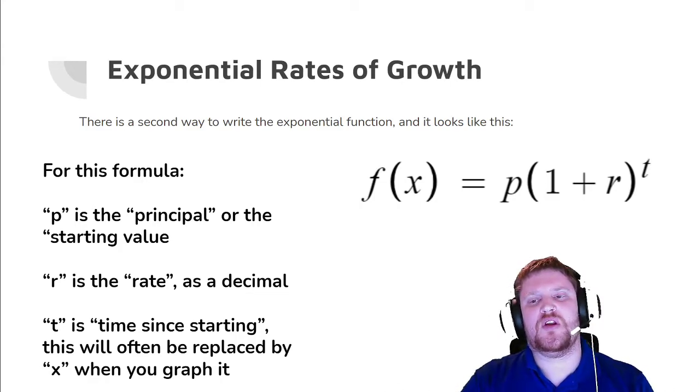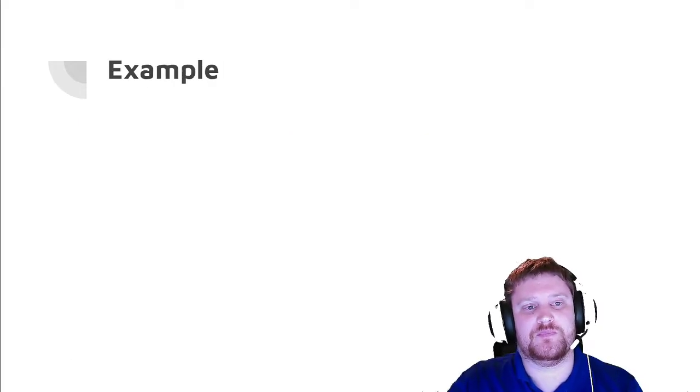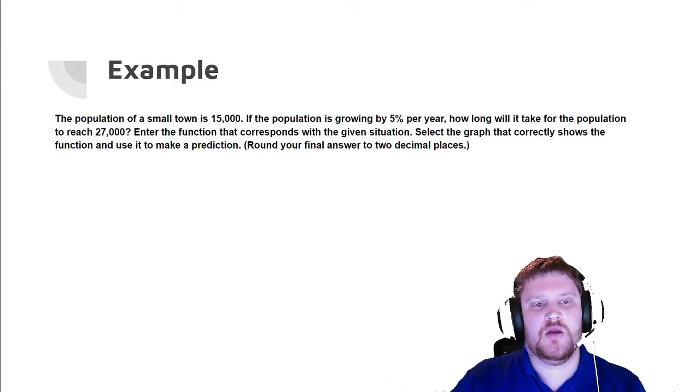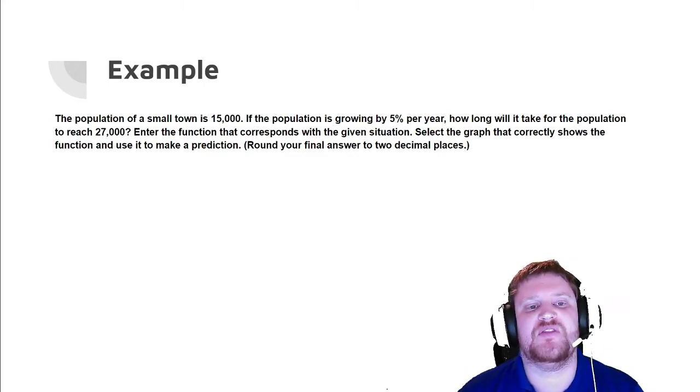Let's take a look at one of your actual homework problems that uses this formula though. So let's say we're talking about the population of a small town of 15,000 people.